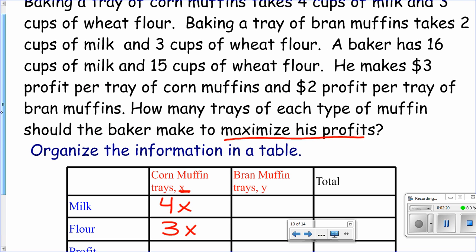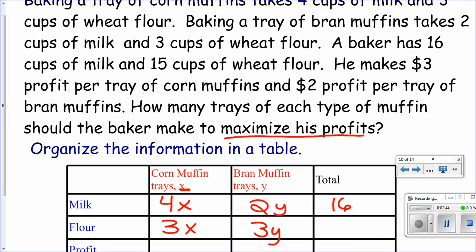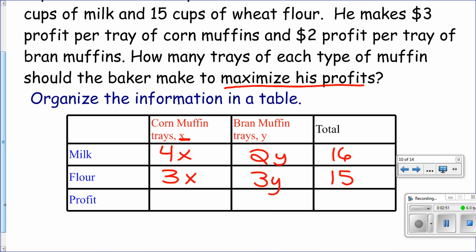Then bran muffins. Baking a tray of bran muffins takes 2 cups of milk times the trays, and 3 cups of flour. Right? Then it says that he has a total of 16 cups of milk, and he has 15 cups of flour. So now that takes care of my ingredients. These two are going to be used for our constraints.